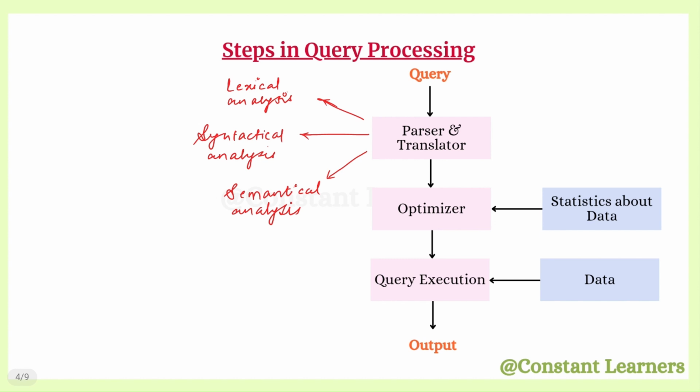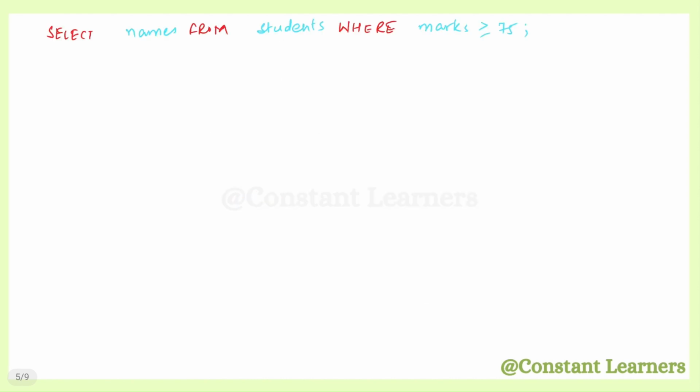Now, in lexical analysis, the query is broken down into small meaningful parts known as tokens. What are tokens? What are these meaningful parts? Let's understand with the help of an example. We have a query: select names from students where marks are greater than or equal to 75, right? Now this query has a stream of characters. These are all characters: select, names, from, students, where, etc.